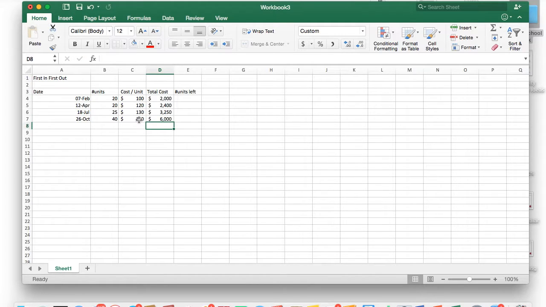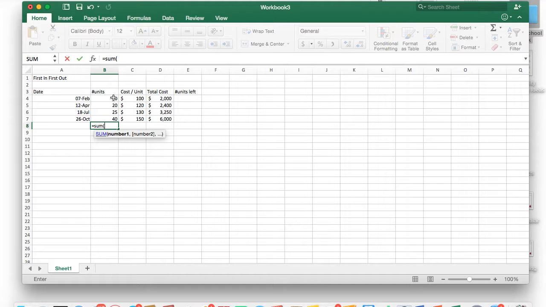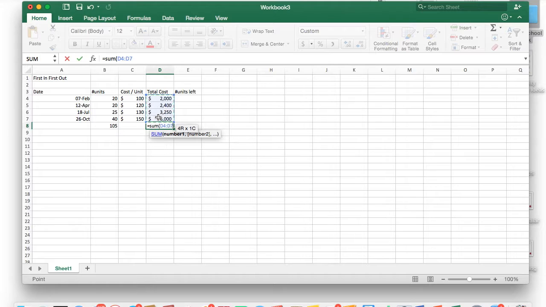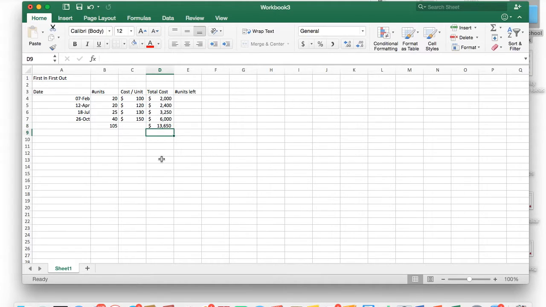Okay, so here the last thing that we're going to do is add up all of the number of units to know how many units we have in total. So we're just going to find the sum of all of these. So we have 105 units in total. I'm just going to add all of these as well, all the total costs, which will give us 13,650. Okay.